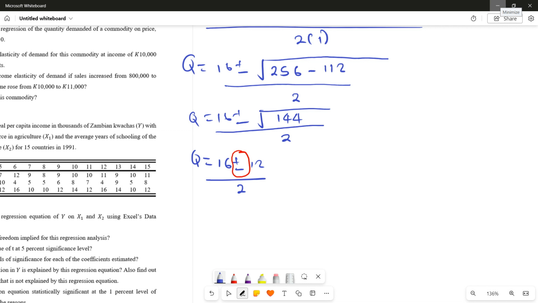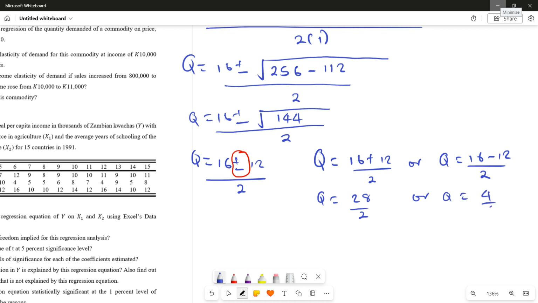Meaning that our Q is equal to 16 plus 12 over 2, or our Q is 16 less 12 over 2. You see that? So our Q can either be 28 over 2, or our Q can be 4 over 2. Meaning that our Q has got two values, 14 or 2. Now, when you reach this point, every time you are dealing with a quadratic function, you're going to get two values.